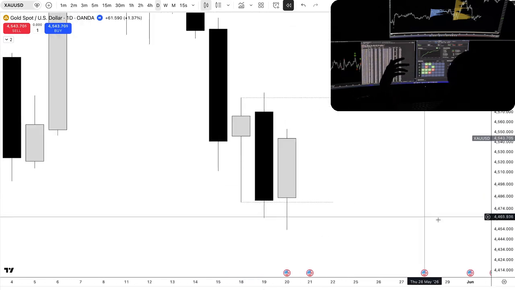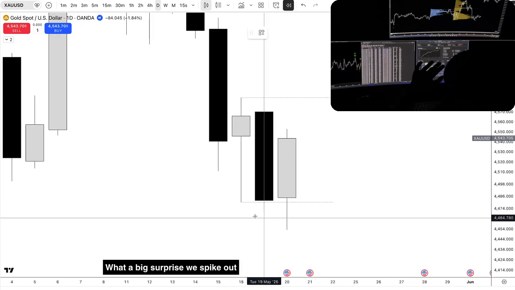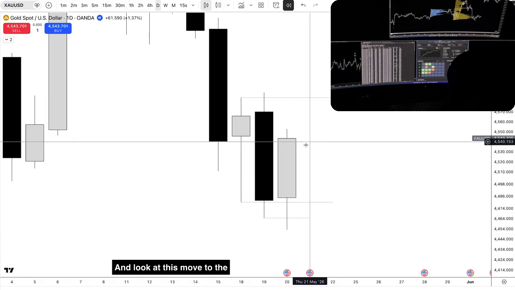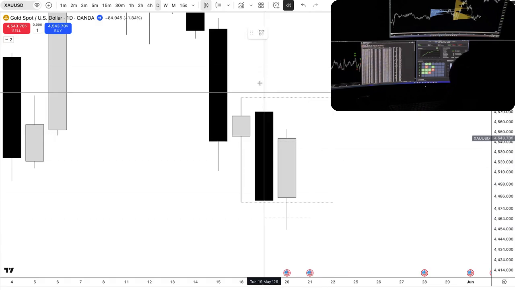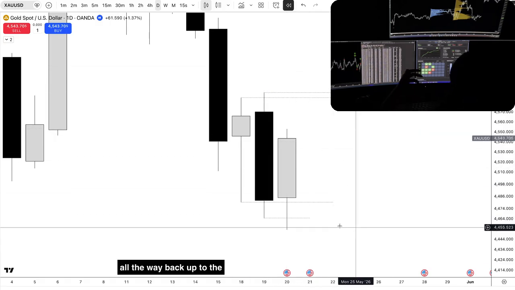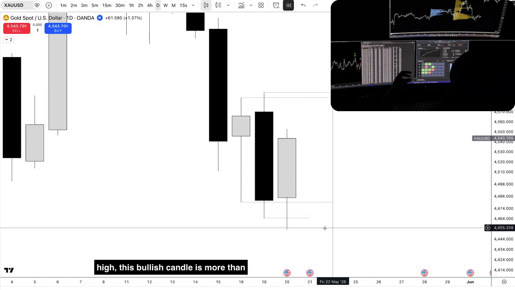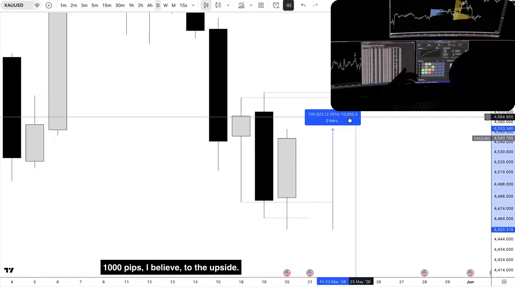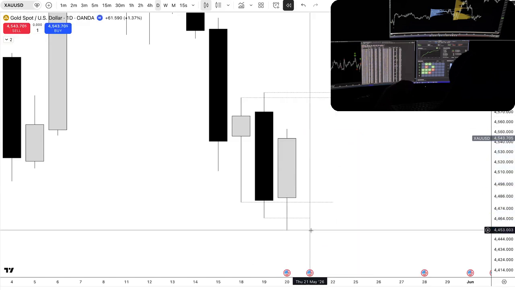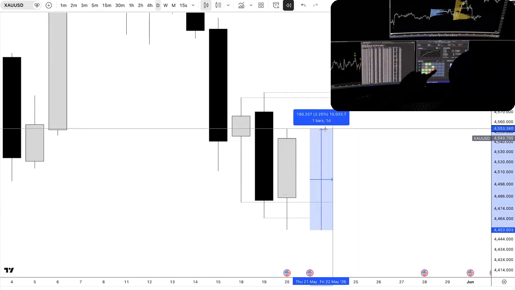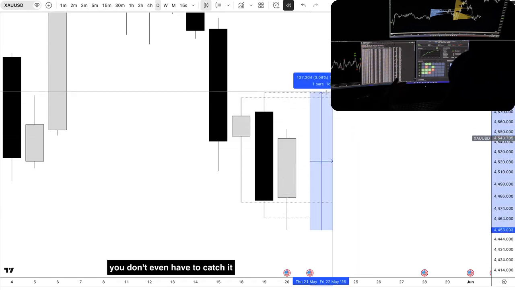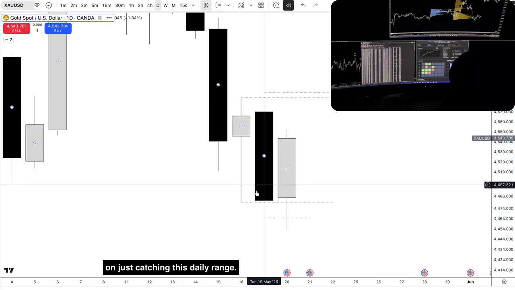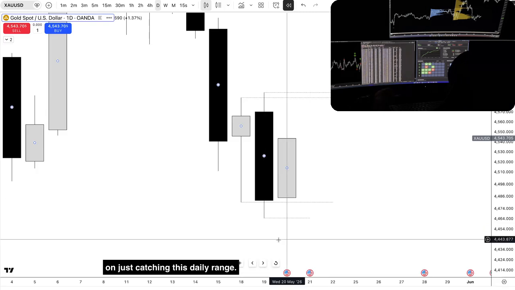Let's see what happens. The next day opens up. What a big surprise. We spike out previous daily low. And look at this move to the upside. Even if you don't catch the trade all the way back up to the high, this bullish candle is more than enough. From low to high, you're looking at 1,000 pips, I believe, to the upside. Incredible opportunity. Again, you don't even have to catch it all the way back up to the high.